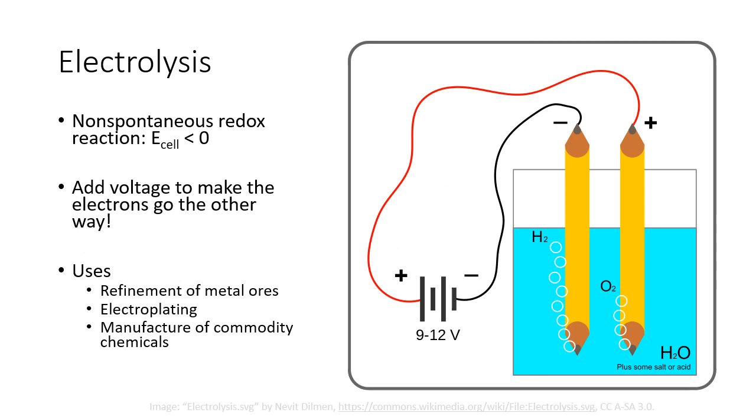Okay, so let's talk about electrolysis. Electrolysis is the non-spontaneous redox reaction. In other words, E cell will be less than 0. So if we force a redox to go one way instead of another in order to do something, then we have an electrolytic cell. So we have to attach a source of power, be that a battery or an electric grid, and make it go.